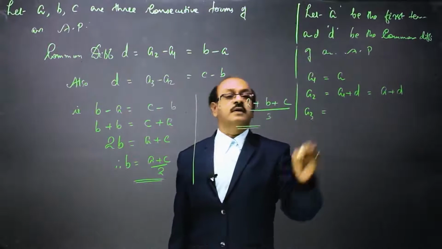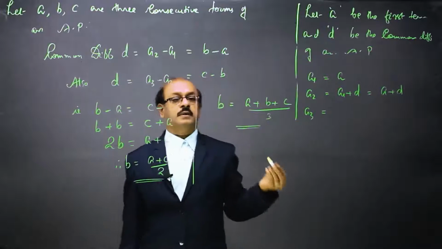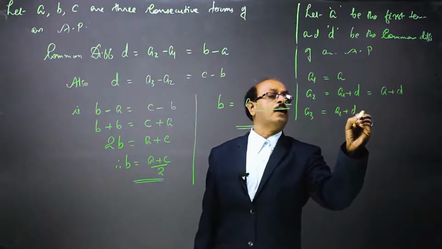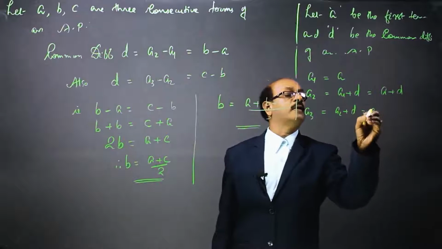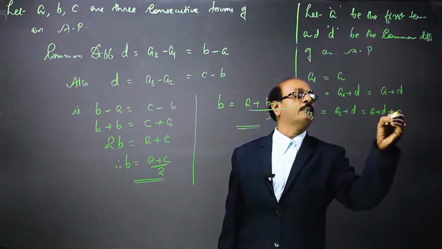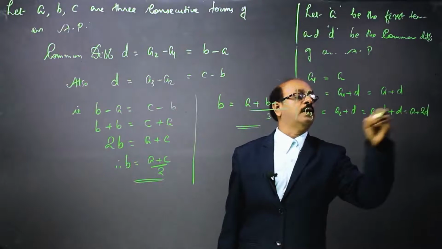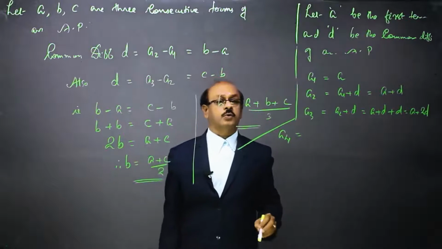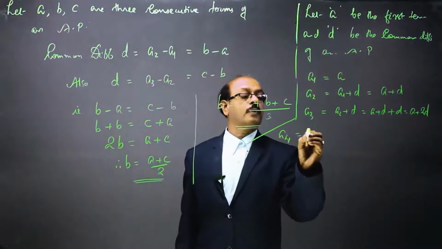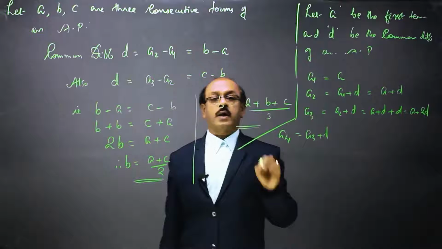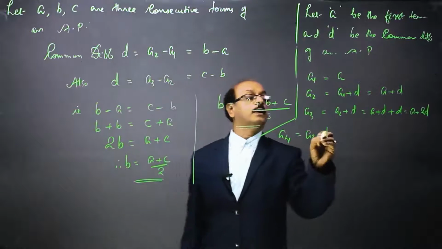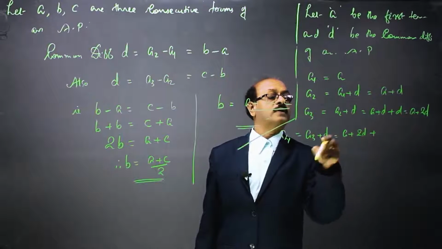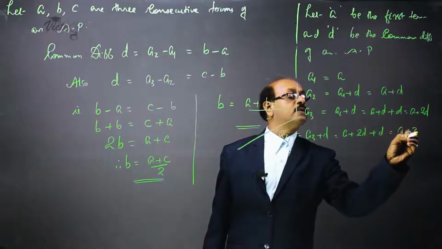Now, A3 means third term. How will you obtain the third term? By adding common difference to the second term. A2 plus D. But the value of A2 here is A plus D. Then plus this D is equal to A plus 2D. Now, what is the fourth term? A4 is equal to A3 plus D. That means we are adding common difference to the third term. But the third term here is A plus 2D. Now plus D is equal to A plus 3D.